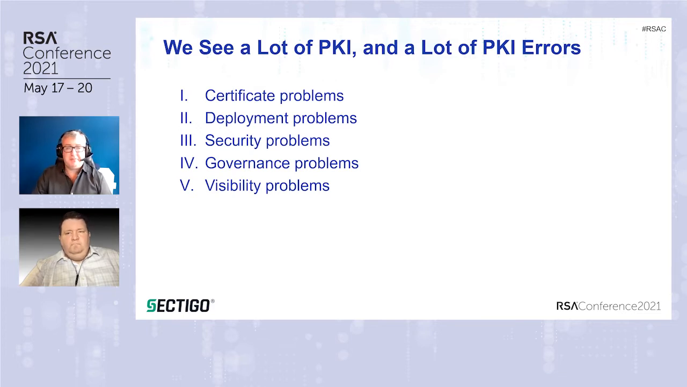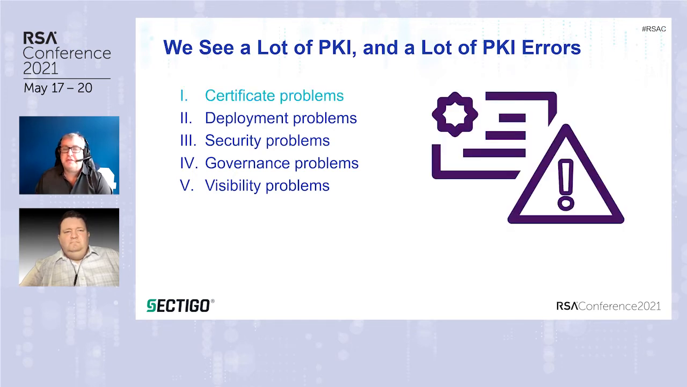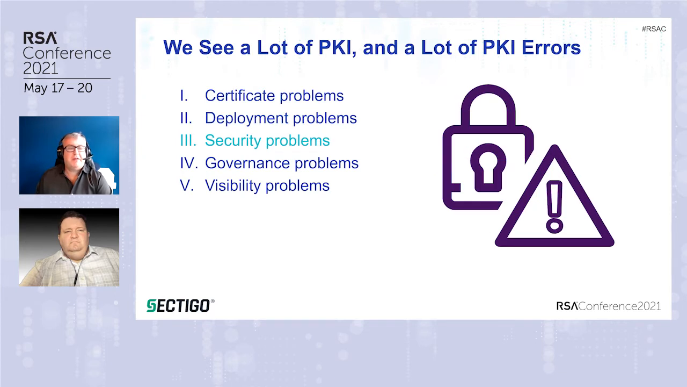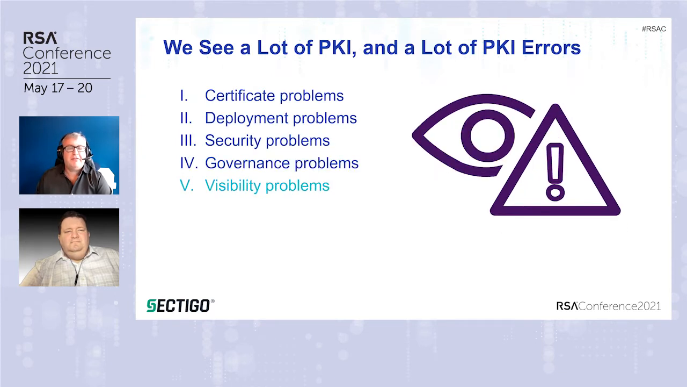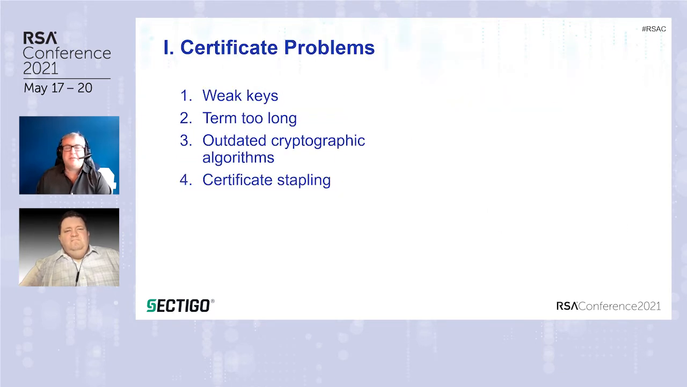Does that sound good, Jay? It's good, Tim. Thank you. So we divided this into 5 different kinds of problems. You can see them right here: certificate problems, deployment problems, security problems, governance problems, and visibility problems. And we are going to drill down on each of these types of PKI pitfalls to avoid. So those are the 5. So first off, certificate problems.